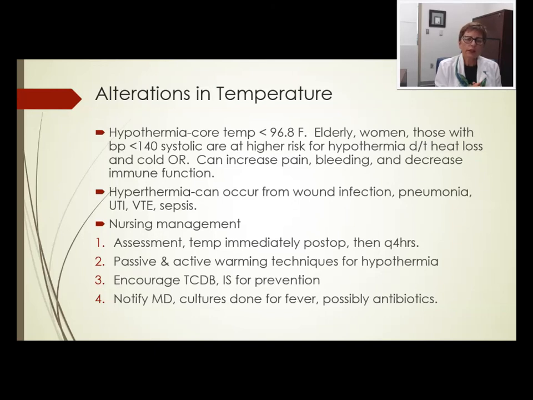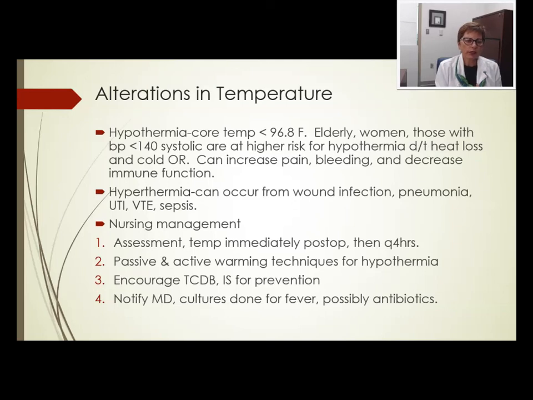Nursing management is the assessment again. We're going to do a temperature immediately post-op, and then every 4 hours, and if the patient's complaining of any symptoms, we want to check it more often. If they're cold, we can passively warm them with warm blankets, or we can use a Bear Hugger. It reminds me of an old-fashioned hair dryer that you put on the patient, hooked up to a machine that actually pumps warm air around the patient.